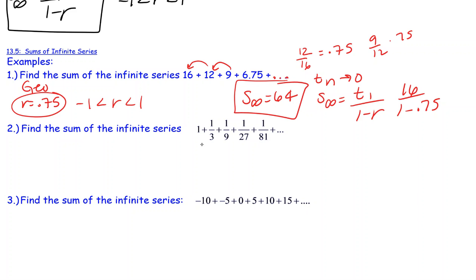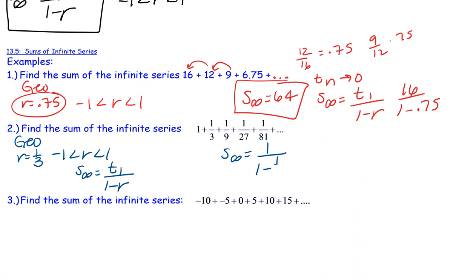Okay, let's see here. This looks like times 1/3. So this is geometric with r equal to 1/3. Since 1/3 is between -1 and 1, then I can use this formula, t sub 1 over 1 minus r. So for this one in particular, the first term is 1, and r is 1/3, so it'd be 1 over 1 minus 1/3, which would be 1 over 2/3, which would be multiplied by the reciprocal. So this infinite sum would be 3/2.